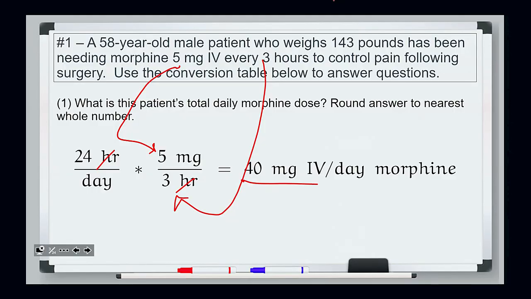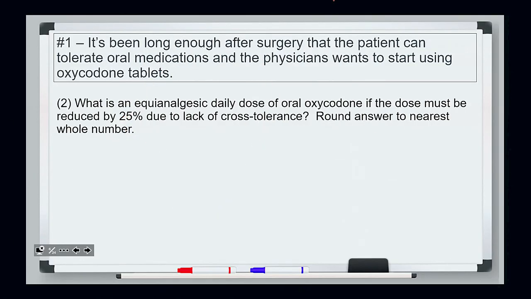Pretty straightforward. But I'm keeping my units there of what? 40 milligrams of IV morphine. Don't forget that. You're going to need that here in a minute. Because now the more complicated part of this question is, convert that from IV morphine to what? Oral oxycodone. Okay? So we need a conversion from IV morphine to oral oxycodone.